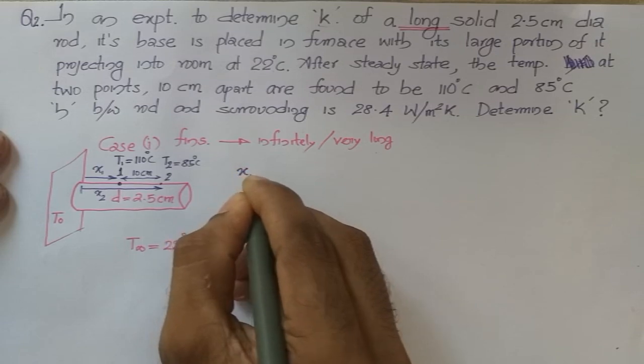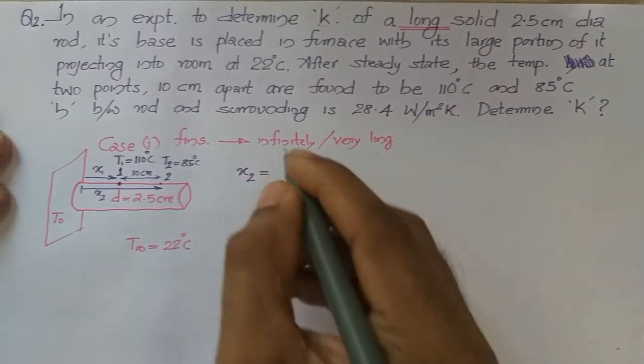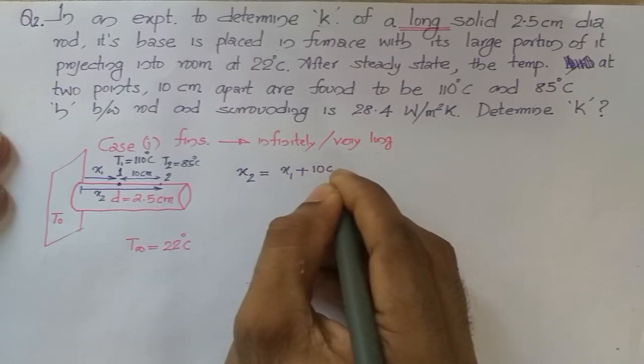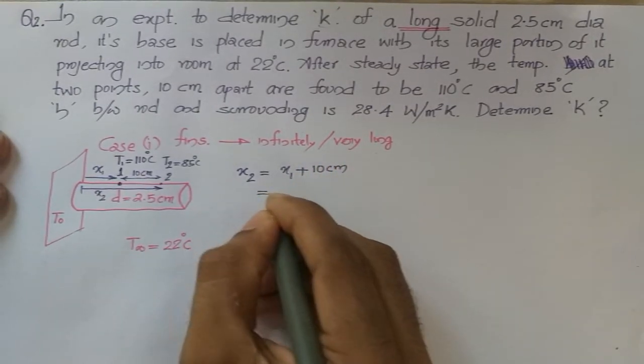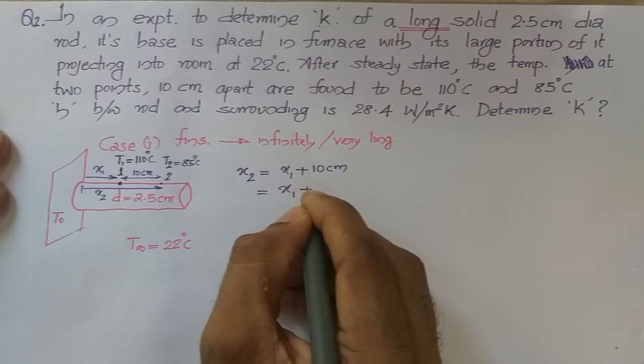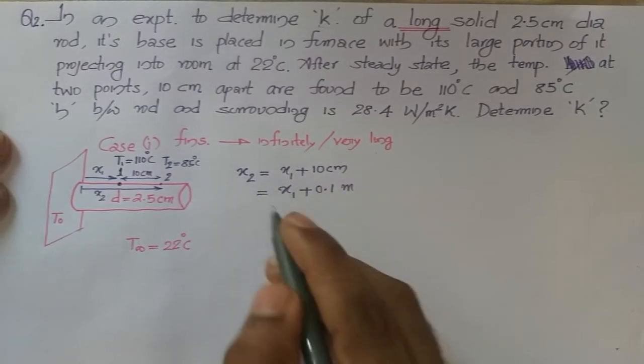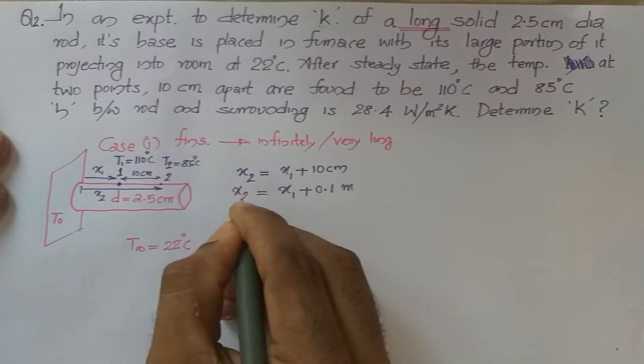And x2 distance will be, these points are 10 centimeter apart, therefore x1 plus 10 centimeter. If I am using SI units, this is x1 plus 0.1 meter. Assume x1 and x2 are used in meters.